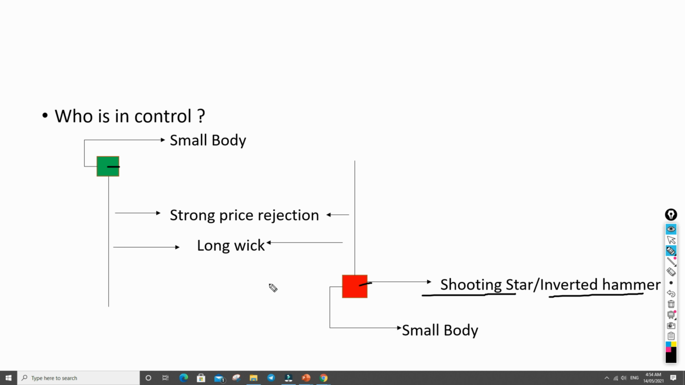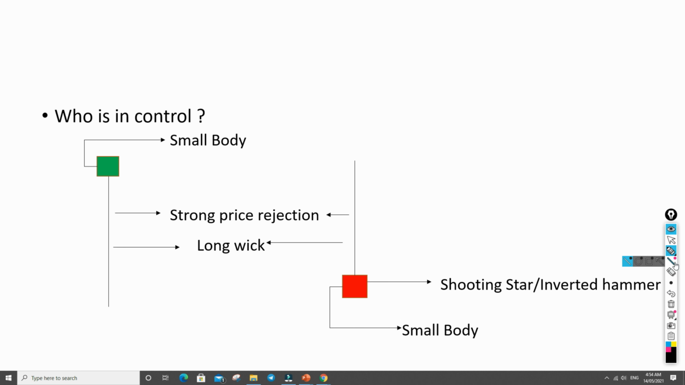So what we have learned from here is that a long wick indicates a strong rejection, and that is a sign of the market sentiment changing. So this one here, control goes from seller to buyer, and this one from buyer to seller.